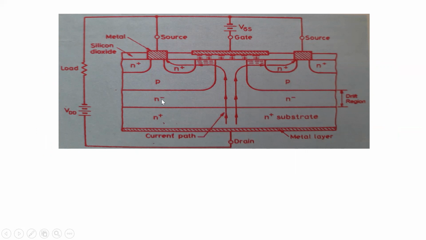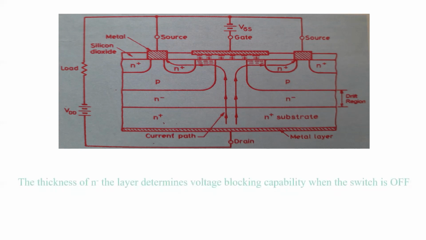Here N minus represents that the N layer is lightly doped, whereas N plus represents that the N layer is highly doped, and here also it is N plus which is highly doped, whereas for P there is nothing written in the suffix as plus or minus, so it is moderately doped. So basically minus and plus signify specifically that they are highly or lightly doped.